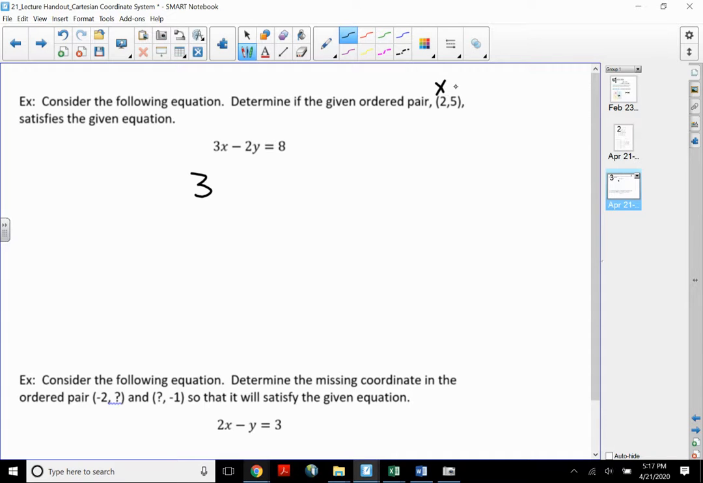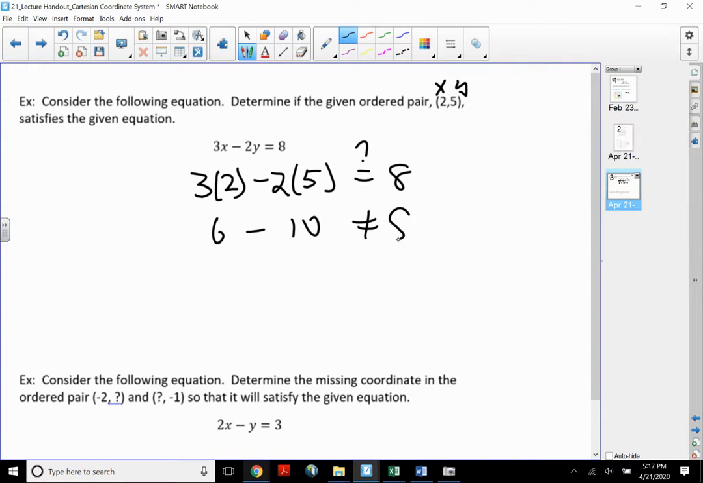So 2 is x, 5 is y. So we substitute x for 2. So that would be 3 times x, now will be 3 times 2, minus 2 times 5. Normally times y, now we'll substitute for 5. Does that equal 8? Well, this is 6 minus 10, which is definitely not equal to 8. So the answer is no.